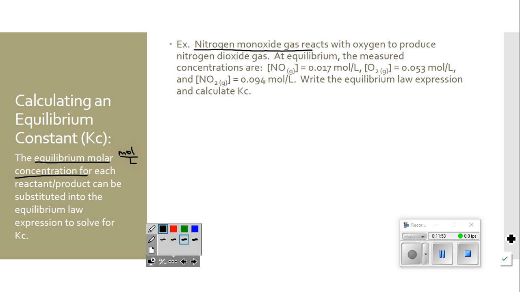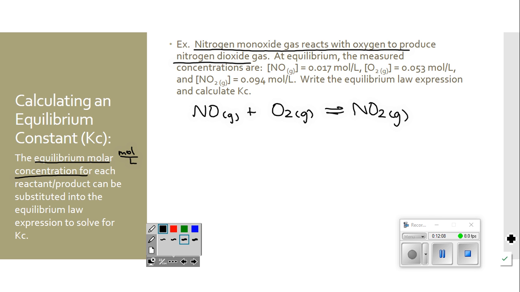So, if I read the question up here, it tells me that nitrogen monoxide gas reacts with oxygen, which I know is O2 gas, to produce nitrogen dioxide gas. I put the equilibrium arrows because it says at equilibrium, here's what I got. I need to check and make sure if this is balanced though. And the way that it is there, it's not balanced. Anyone want to tell me what I should do to make this reaction balanced?